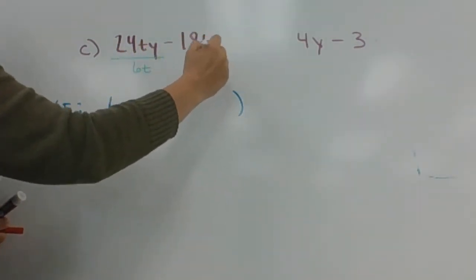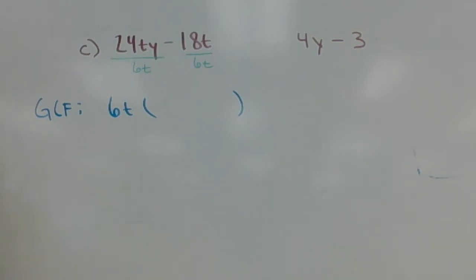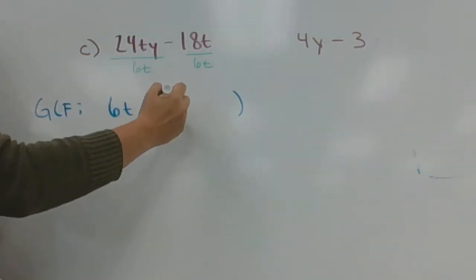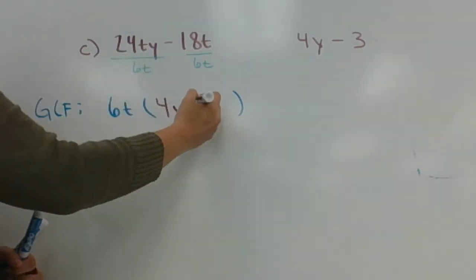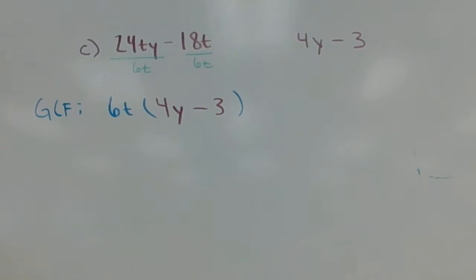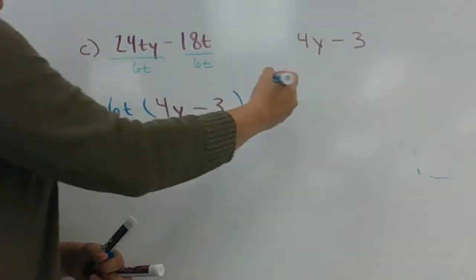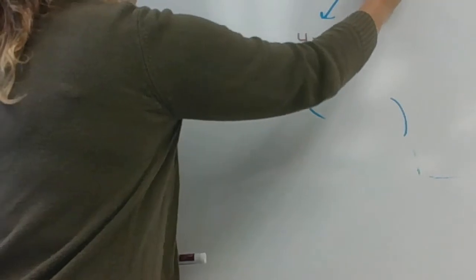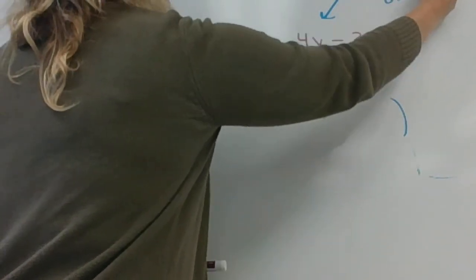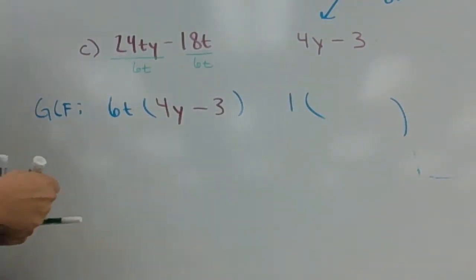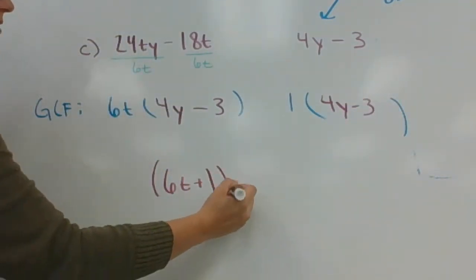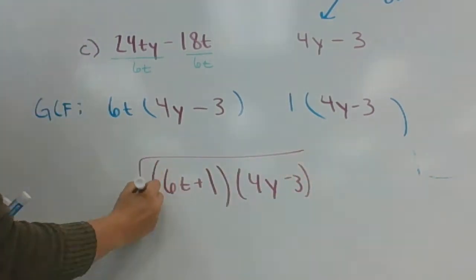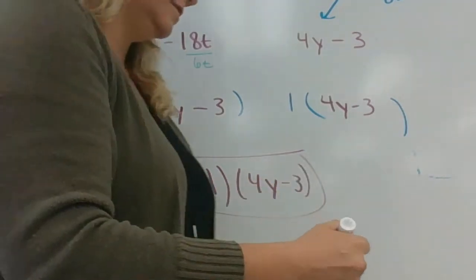I like to set up the fraction so I can see what's left inside the parentheses. 24 divided by 6 is 4. The t's cancel, there'll still be a y here. 18 divided by 6 is 3, and the t's cancel. What's the GCF in the second group? 1. You have to put a 1 outside the parentheses. Okay? No GCF. Use 1. There's a couple in your homework. Yeah, 4y minus 3. They match. So your answer, 6t plus 1, 4y minus 3. And that was yesterday's lesson. For review.